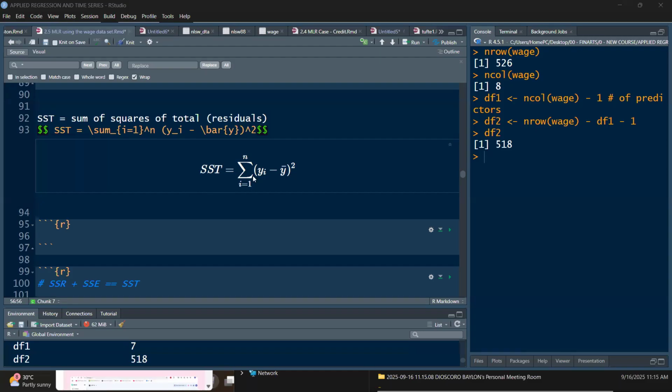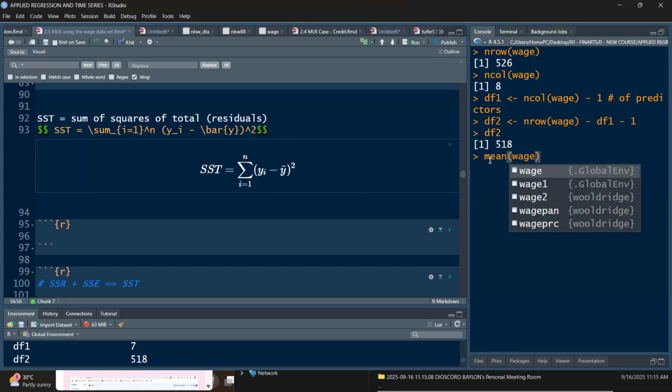We'll just use the y variable itself, the wage data set. We'll just get the average. So our prediction will be the average. That will be our simple prediction. So you just get the average of y sub i. Okay, let's do that, mean of wage dollar.